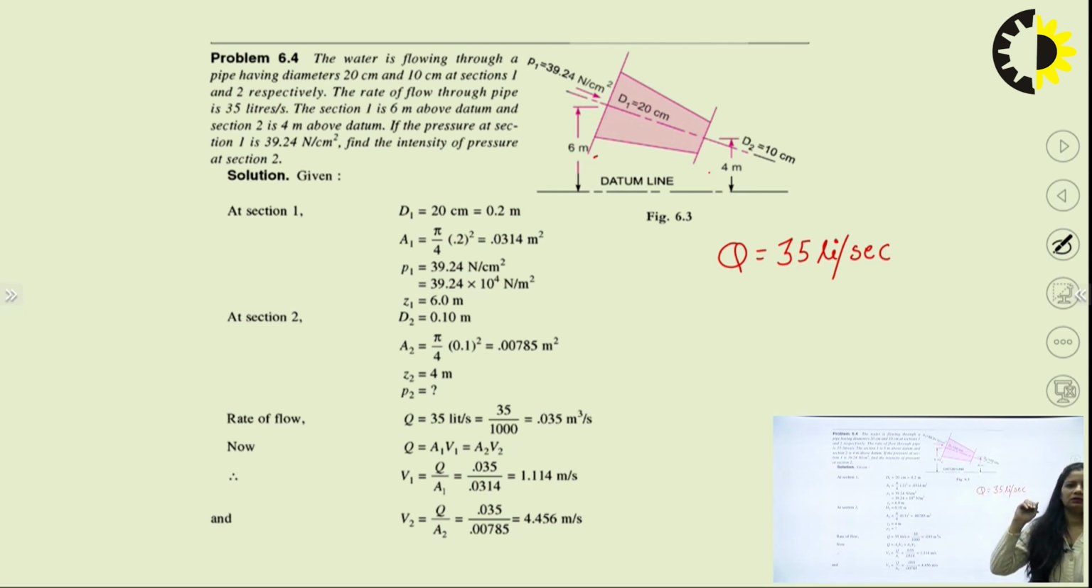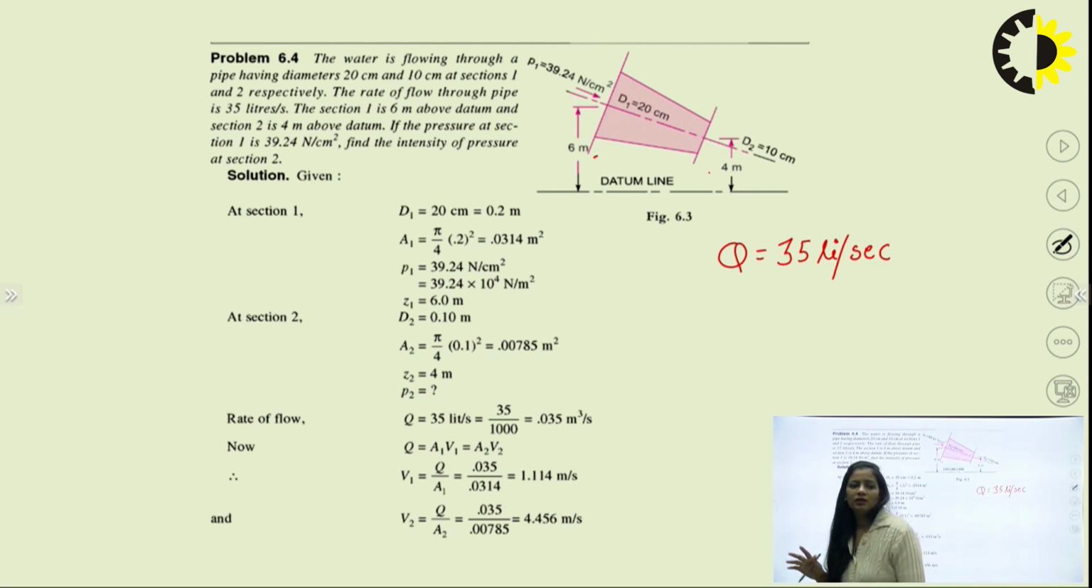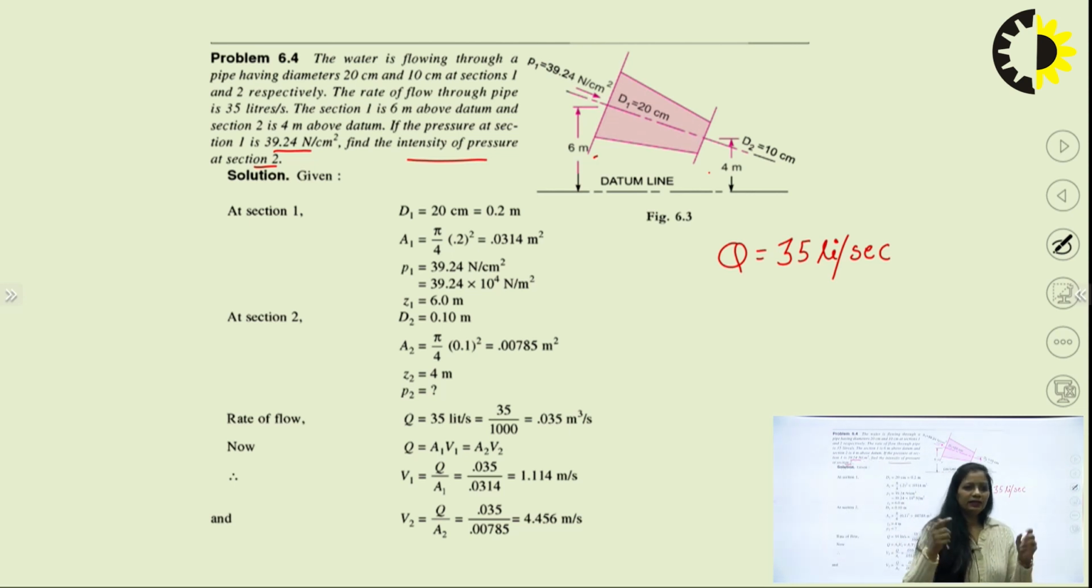The datum line, or you can say the potential energy, datum energy, is also given for both the sections. The pressure at section 1 is 39.24 Newton per centimeter square, find the intensity of pressure at section number 2. Now everything is clear: the diameter is given, the datum is given, the pressure at section 1 is given, and the question is asking for the pressure at section number 2.